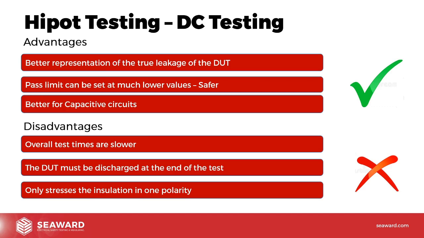Now, for safe working environments, again, we have some reading material on this. We'll provide you links to how to create safe working environments and where those levels of current become a problem and where we do need to apply safe working environments. And DC testing is much more accurate in terms of representation of true leakage, but testing times are typically a fair bit slower than AC.